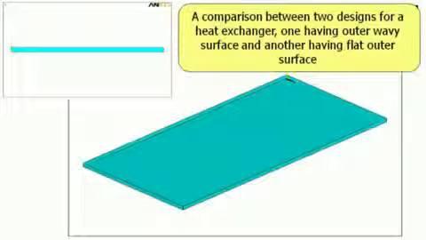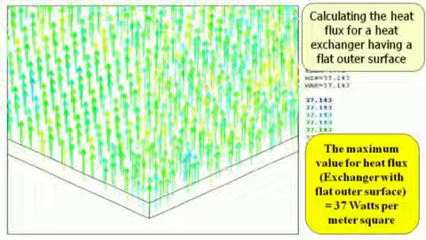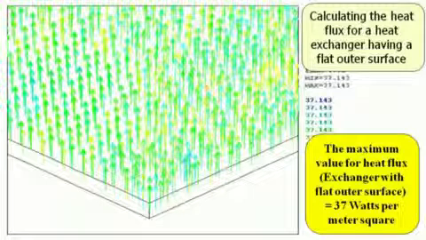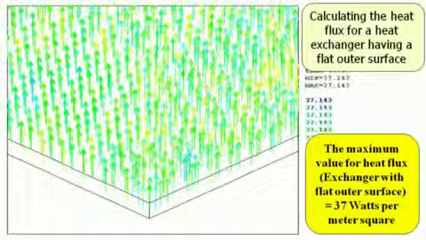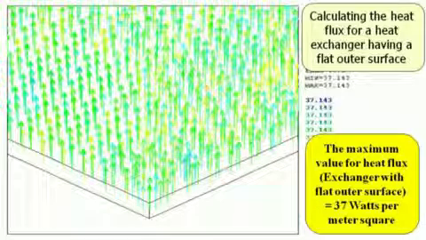The first surface you see on the screen is a flat surface, and we have a heat source underneath this surface. The computer calculated that the maximum heat flux generated from this surface is 37 watts per meter square for this particular surface under certain boundary conditions.